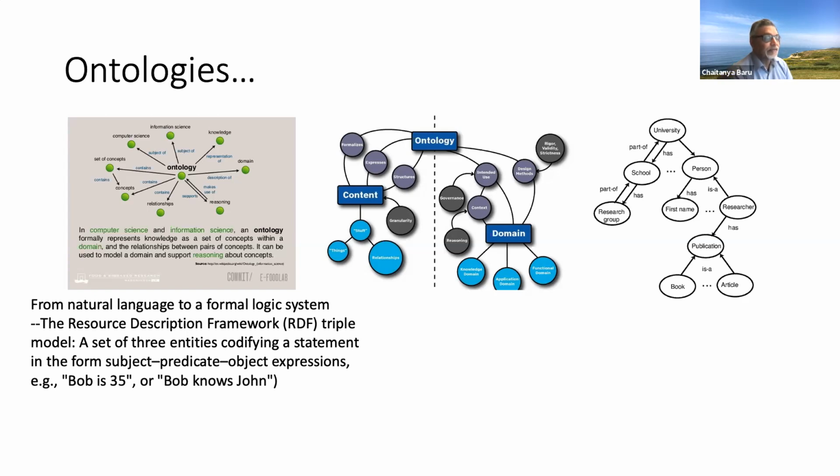And interestingly enough, it's kind of back to our 1970s diagram of professors and universities and courses. In this case, universities have schools, have research groups, universities maybe employ people, and they have researchers, and the researcher is a kind of person. Researchers have publications, and books and articles are kinds of publications, and so on. So structures of this kind are what ontologies help us define.